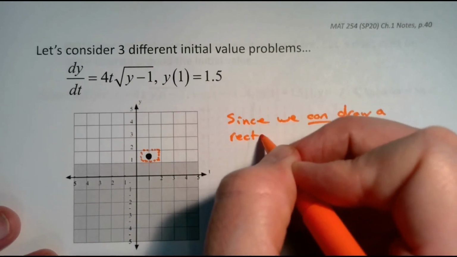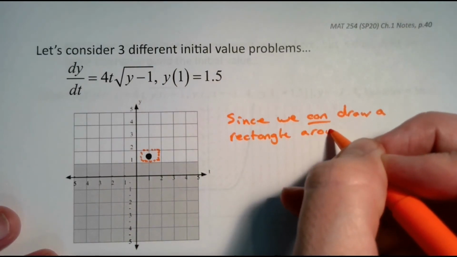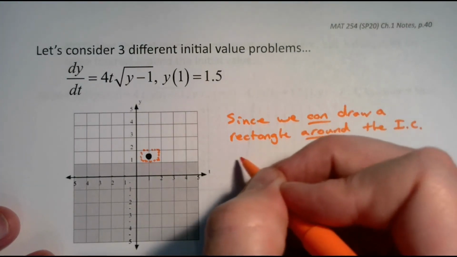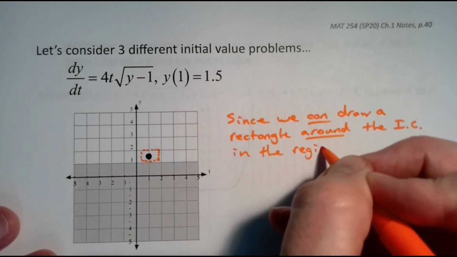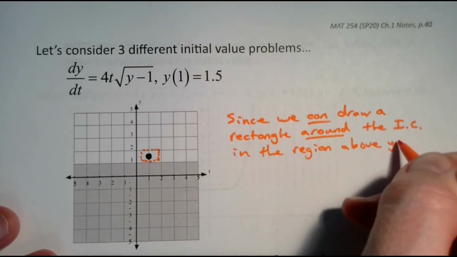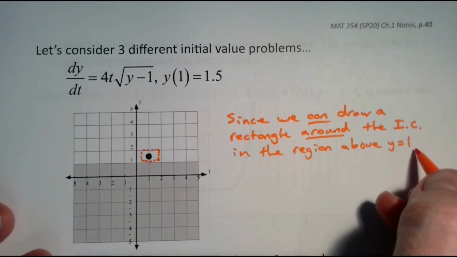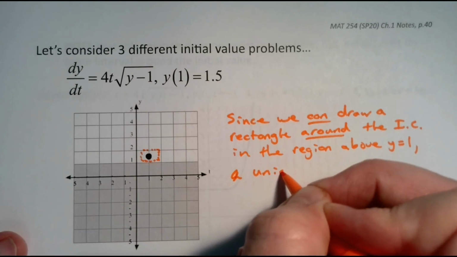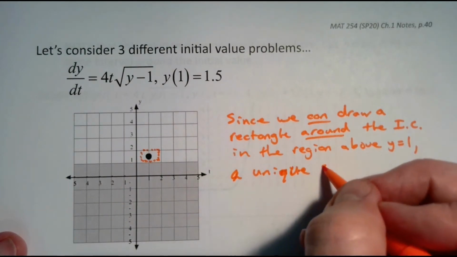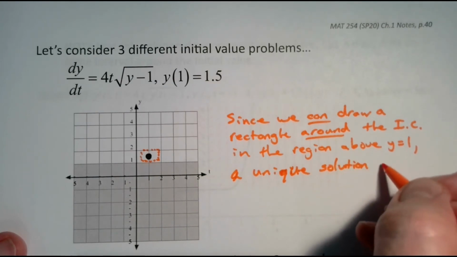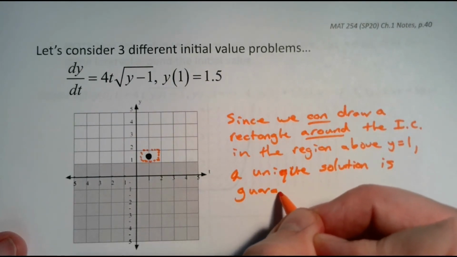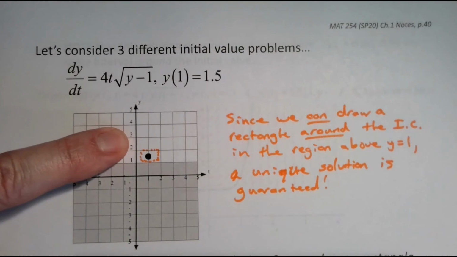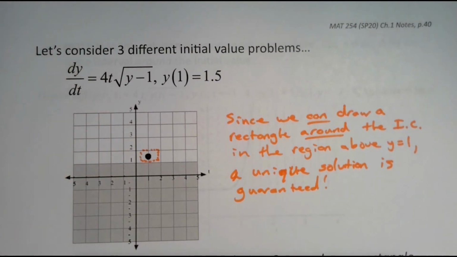So we say, since we can draw a rectangle around the initial condition in the region above y equals 1, which is where all the magic happens for this differential equation, a unique solution is guaranteed. And so that's good. In an example like this, if the initial condition's above, then you can draw a rectangle around it, and the solution's guaranteed.